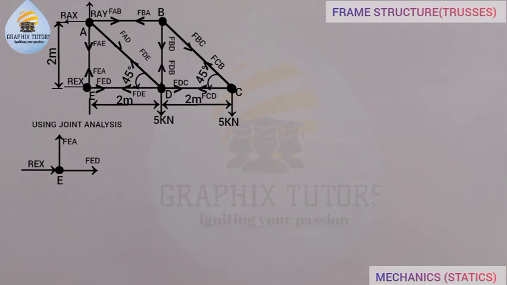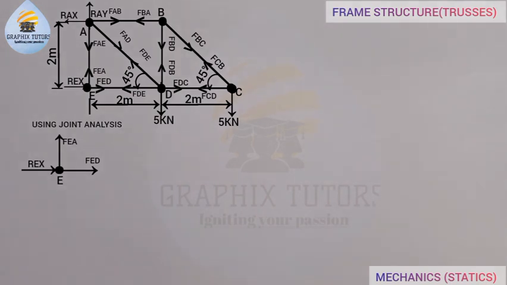FCB and FCD, so any of those two. I can also take joint E. So these are the two members I can take, right? I can't take joint B because I don't know FBC, I don't know FBA, and I don't know FCD. Likewise, joint D also. Likewise, joint A. So the best member I can start with is either E or C, right? So I'll be starting with joint E.